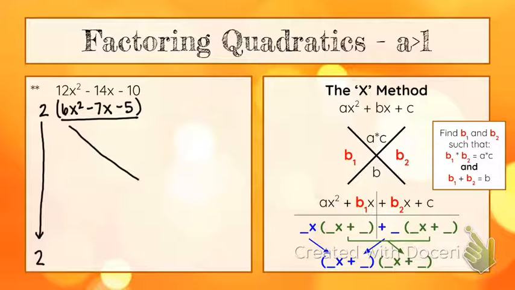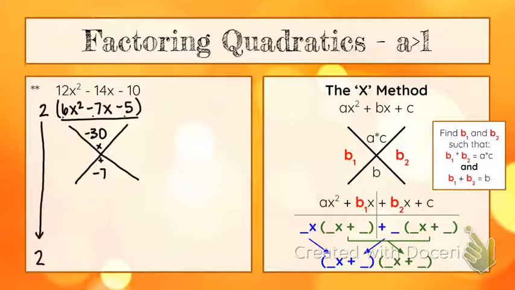So let's create our x. 6 times negative 5 is negative 30, and then b is negative 7. We want to multiply to get the top and add to get the bottom. We know that since they multiply to get a negative number, we will have to have one positive and one negative number.